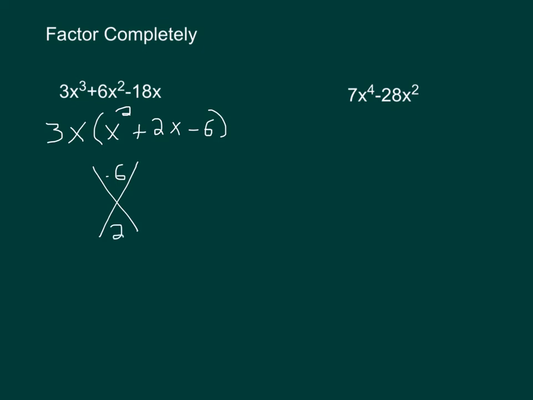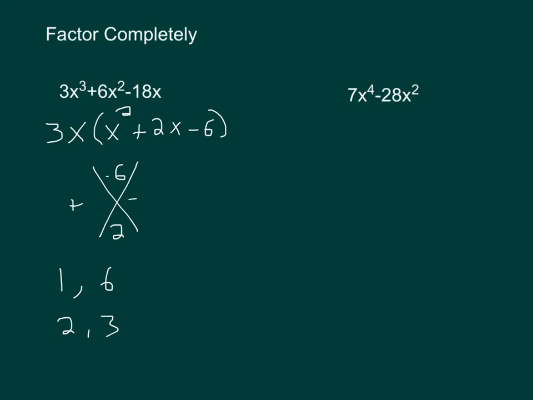Well, since I'm multiplying to get a negative 6, I know I'm going to have one positive number and one negative number. And the only ways to multiply and get 6 are 1 and 6, and 2 and 3. But any combination of those is not going to add up to 2 when one of those numbers is positive, one's negative. It's either going to add up to 5, negative 5, or 1 or negative 1. So there's no way to break it down any further.